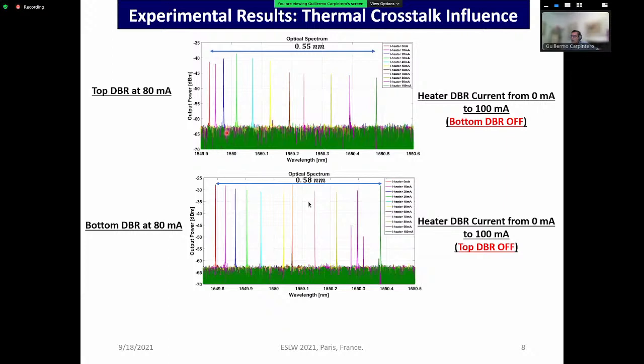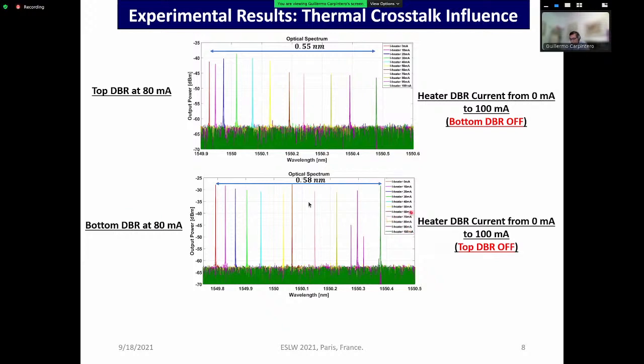And what we actually saw is that, by eye, you can see that the wavelengths are evolving very similarly. And actually the wavelength range that each laser wavelength is moving is very similar. And this is the range of currents we injected into the middle DBR, this heat source, from 0 milliamps to 100 milliamps. So this was measured individually, 80 milliamps in the top laser and scanning the current through the heater source, and then the bottom DBR and scanning through the heater DBR.